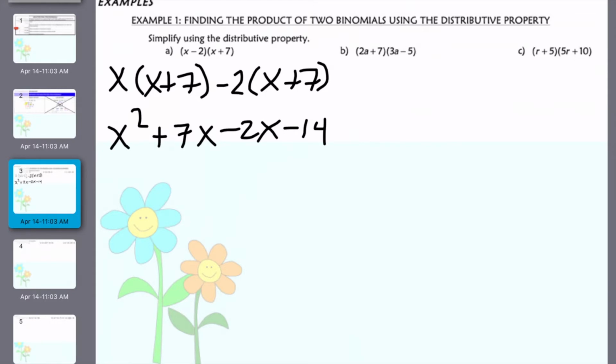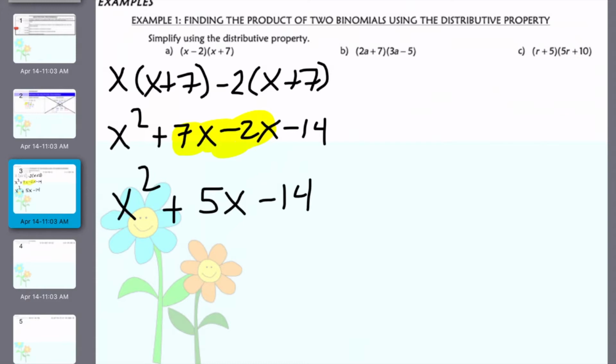And now this is when I need to try to combine my like terms. So I see that I have 7x minus 2x. Those are my only like terms, so I can combine those, and I ultimately arrive at an answer of x squared plus 5x minus 14.